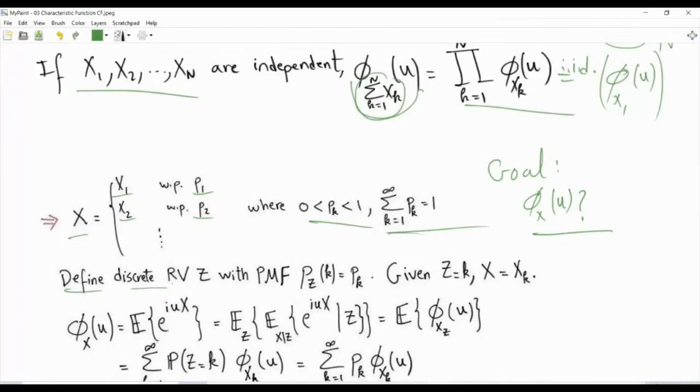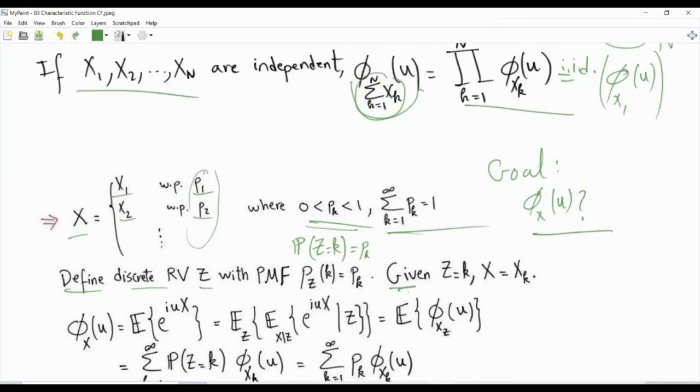Okay, so let's define a discrete random variable Z with a PMF, that is, these probabilities. Those probabilities are like a PMF: they are numbers between 0 and 1, and their sum is equal to 1. So we will define a random variable Z such that the probability that Z is equal to k is the number p sub k.